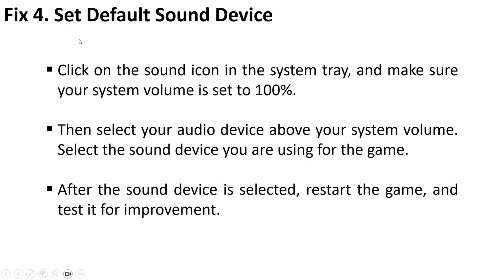Fix 4 is to set default sound device. So click on the sound icon in the system tray and make sure your system volume is set to 100%. Then select your audio device above your system volume. Now select the sound device you are using for the game, and after the sound device is selected, restart the game and then check if your problem is fixed or not.